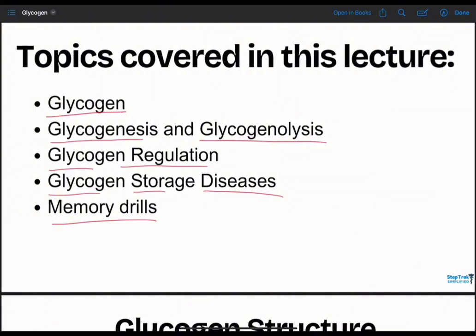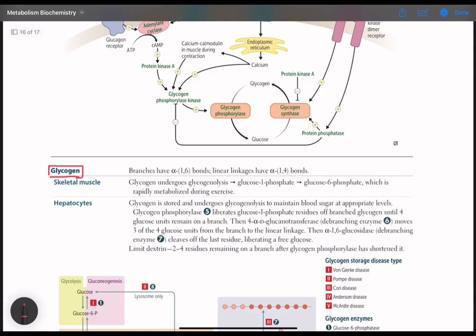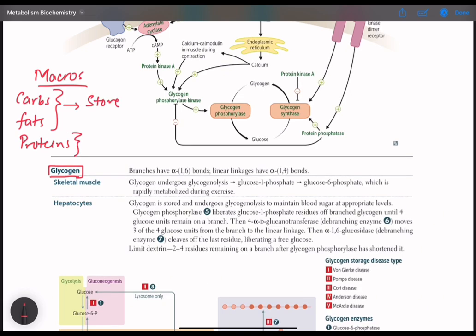So first of all, what is glycogen? As we all know, macros consist of carbs, fats, and proteins. Carbs and fats our body can store, but proteins our body cannot store, and the excess amount of proteins is excreted in the form of urea. The storage form of carbs in our body is glycogen, while the storage form of fats is triacylglycerols or triglycerides.